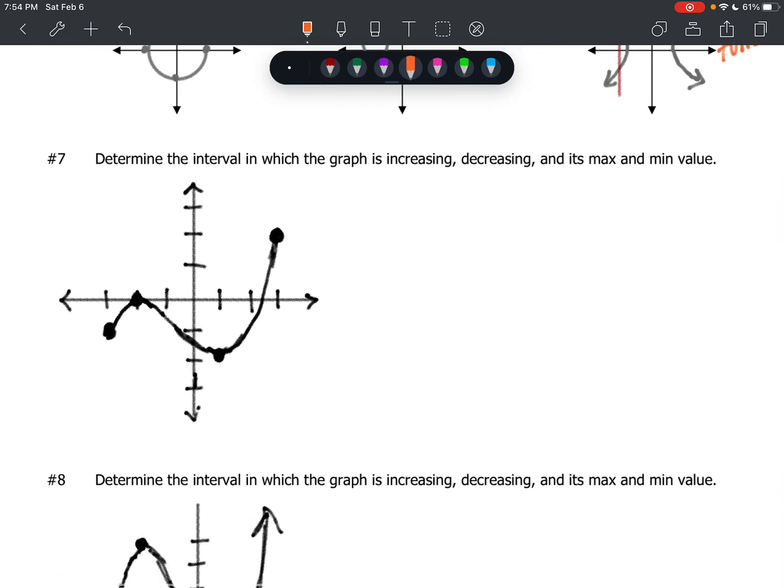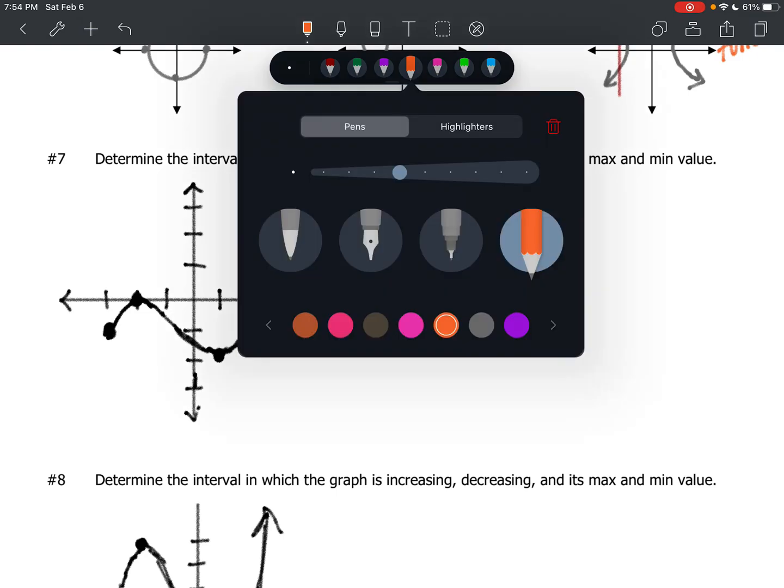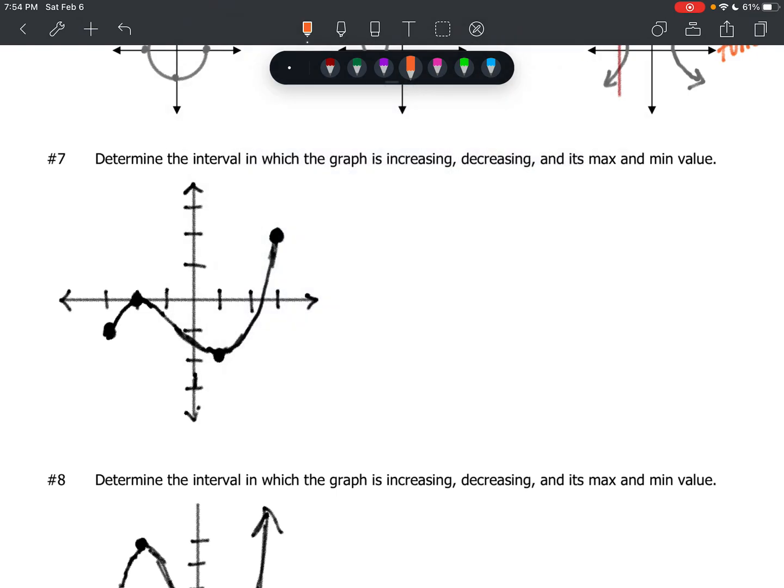Okay, let's look at number 7. Determine the interval in which the graph is increasing, decreasing, and its max and min value. So these are the points that are important for you to graph: (-3, -1), (-1, 0), (1, -2), and (3, 2). Those are important points for you to graph. Make sure you draw and then come on back because we're going to start doing this problem.